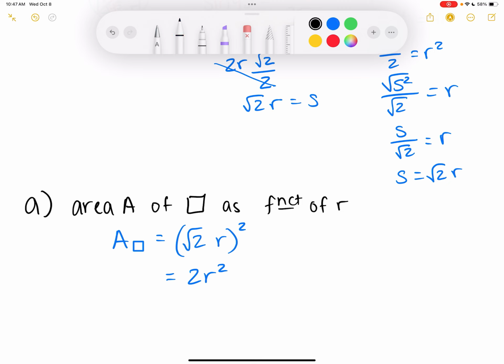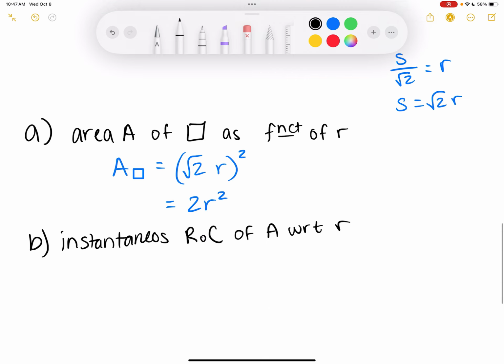So then B is instantaneous rate of change of the area with respect to radius. So then what would the derivative of this be then? Yep. dA/dr is equal to 4r. Nice and easy.